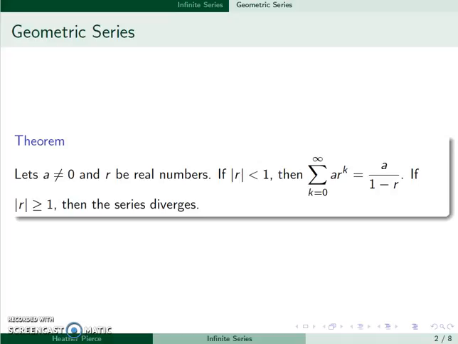the sum from k equal to 0 to infinity of a times r to the k is equal to a over 1 minus r, provided the absolute value of r is less than 1. If the absolute value of r is greater than or equal to 1, then this series will diverge.